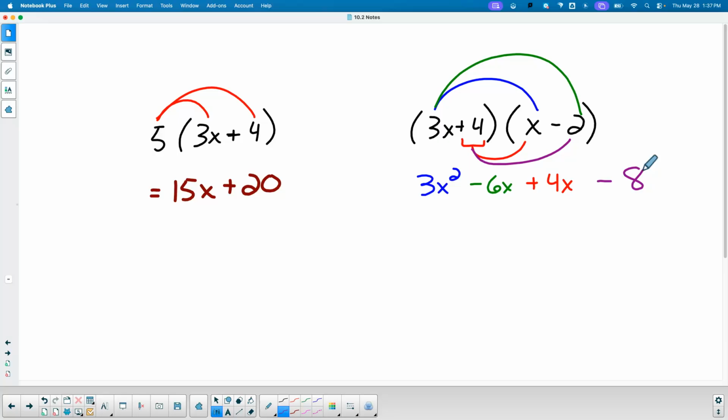Combine like terms. Can anything combine with the 3x squared? Can anything combine with the negative 6x? Yeah, 4x. So what's negative 6x plus 4x? Negative 2x. Can anything combine with the negative 8? And that's our answer.